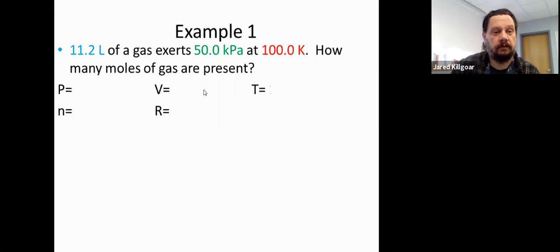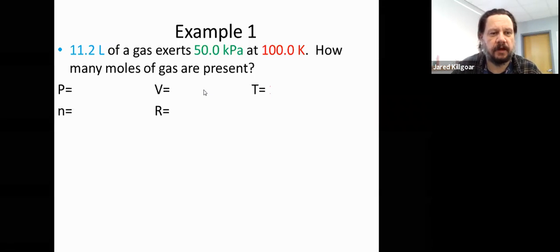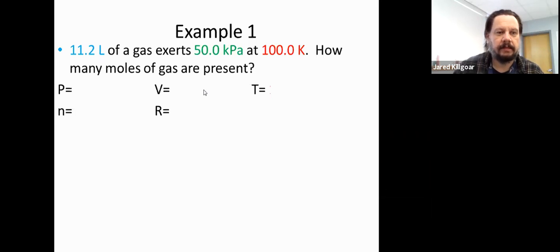So let's go over one example of a problem. We'll do the first one. Let's go through this together, guys. We'll go through this nice and slow. Why don't you guys see if you can identify what's given first, and then we'll move on from there. You're given three variables. See if you guys can identify which one's which. First off, that 11.2 liters is the property of volume. The 50 kilopascals, kPa, is a unit of pressure. And my 100.0 K is Kelvin, which is my temperature.